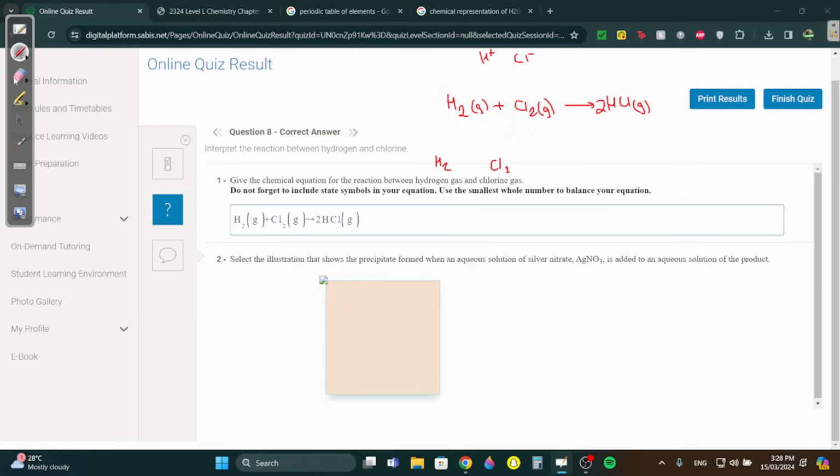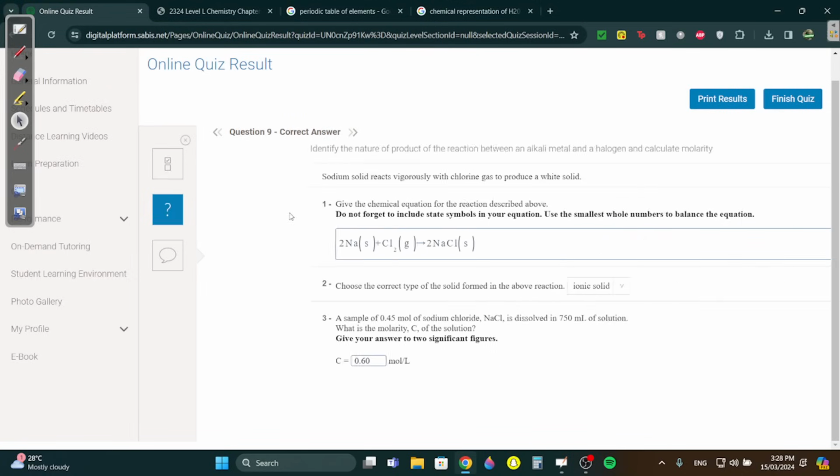Very easy. Then they're asking what happens if you add silver nitrate, AgNO3. We said if you add silver nitrate to chlorine, you get a white precipitate. There should be a tube, and then they should write here white precipitate.